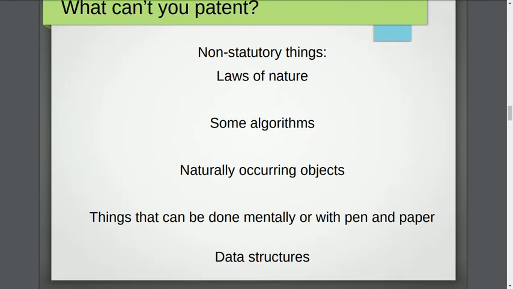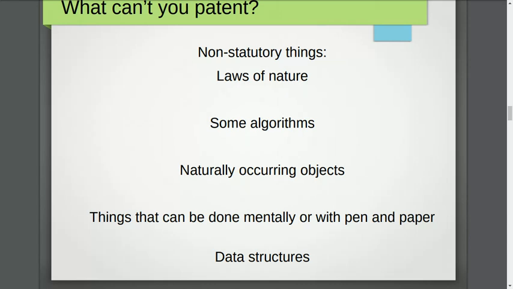Non-statutory things, and that's why I'm going to explain the term that I kind of glossed over in the previous slide. Non-statutory things are things like laws of nature. So, for example, E equals mc squared can't be patented, or Newton's second law, or things like that. Some algorithms can't be patented. This starts to get a bit thorny, because if it's a complicated, new, interesting algorithm that has a use somewhere, then it may be patentable.